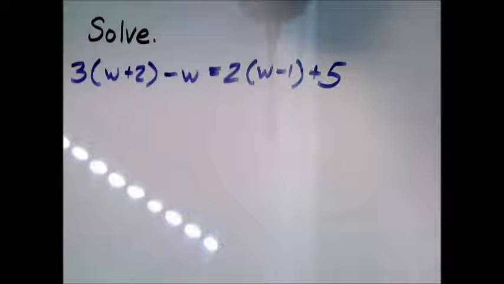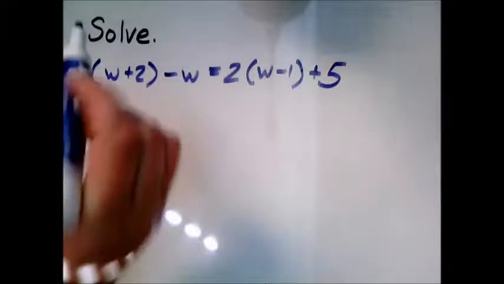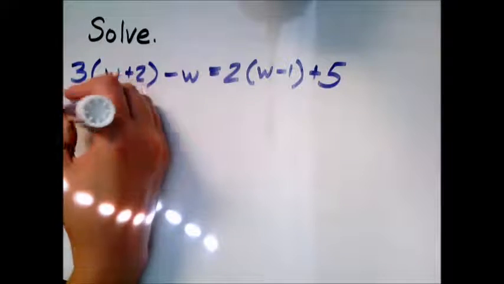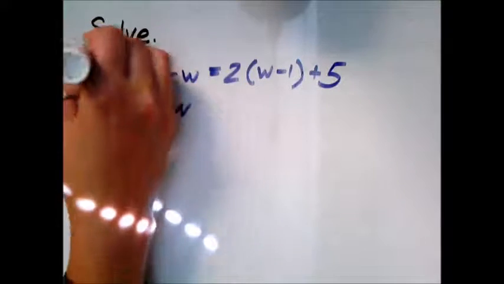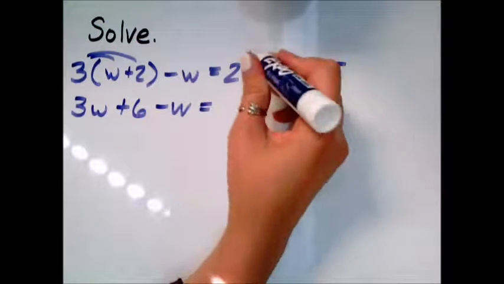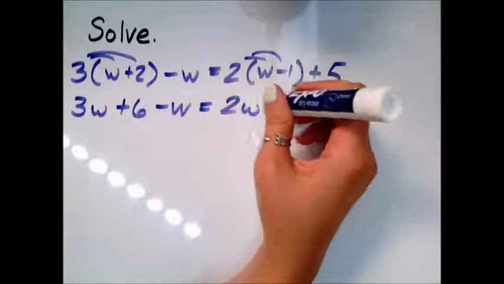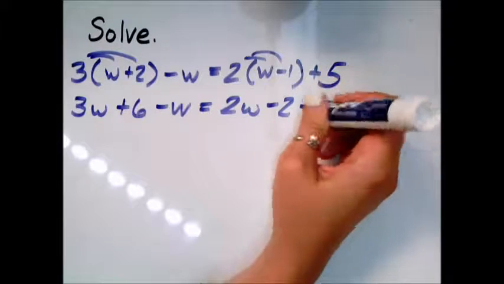Here we're going to look at solving more equations. We might notice something interesting about these ones, but we won't know until we start. So just normal steps, I have to distribute. So I get 3w plus 6 minus w. All right, distribute that 3. And distribute this 2. 2w minus 2 plus 5.